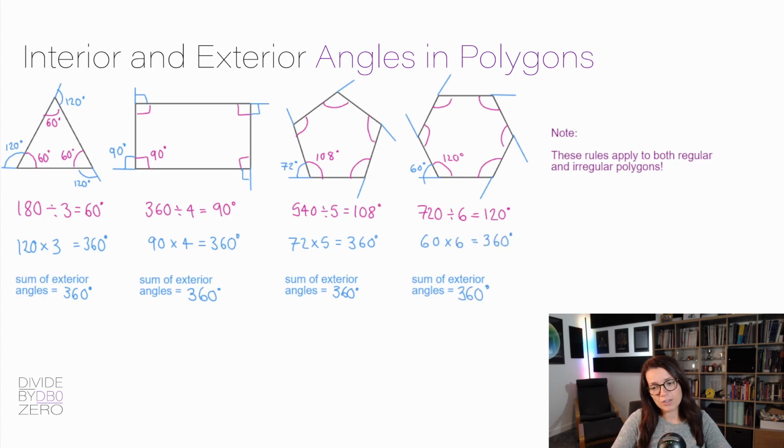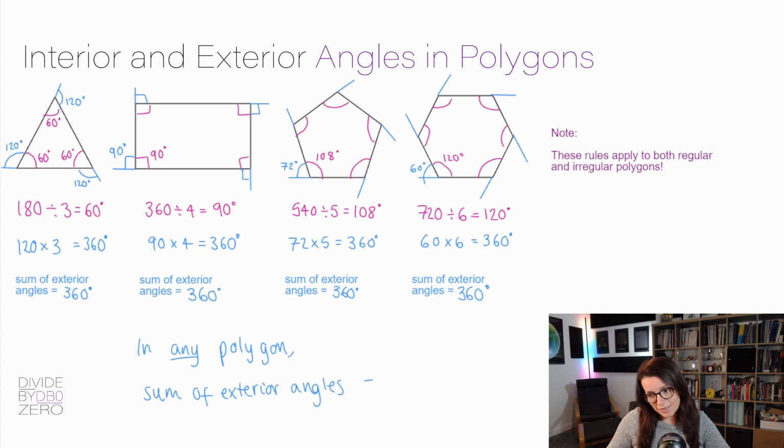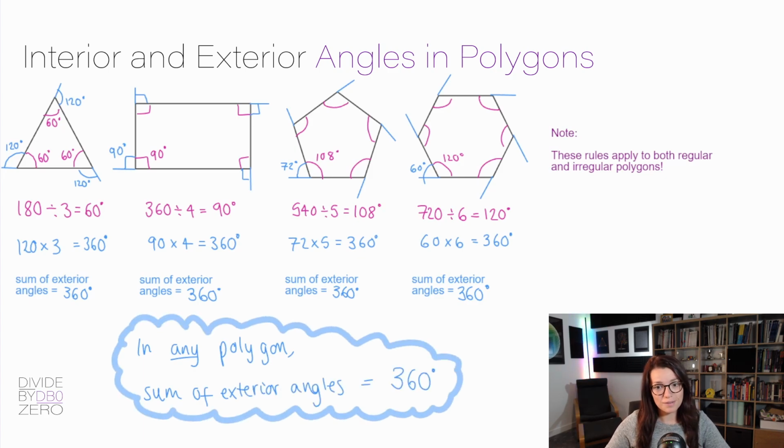This result isn't just true for the 4 shapes that I've shown you here, it's true for any polygon. So in summary, in any polygon, the sum of exterior angles is always 360 degrees. And that's the key fact that you've got to learn. So now we've seen the ideas, let's take a look at some examples.